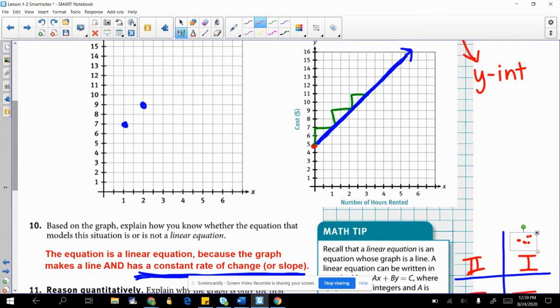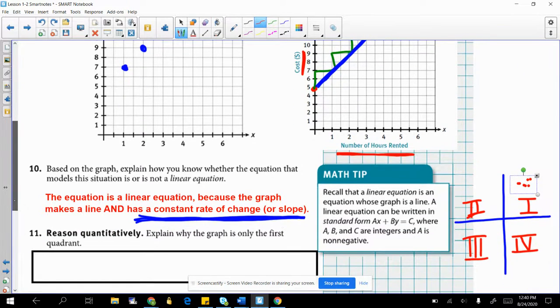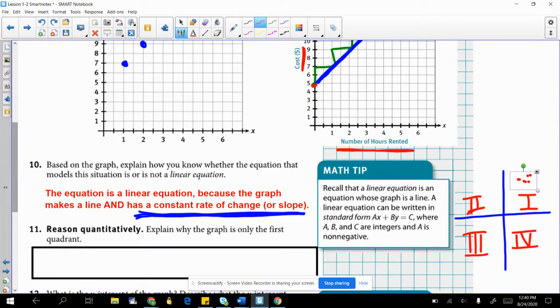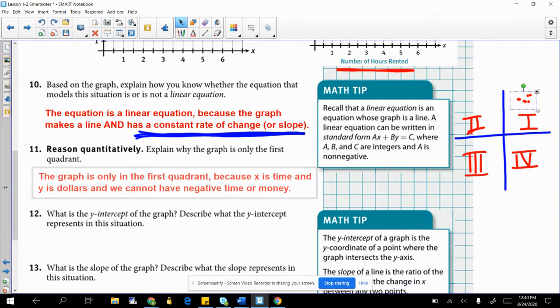Okay, so if we go back up, look at what we're labeling this: number of hours and cost. Does it make sense that our number of hours rented or our cost would be negative in this case? No, not really. So that's exactly why your answer for this should be the graph is only in the first quadrant, because x is time and y is dollars or cost, and we cannot have negative time or money. So they only used the first quadrant for the graph.